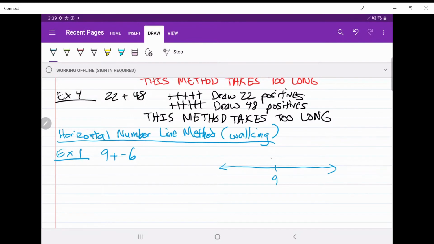You are standing on the number line, and if it says we start at 9, and if it says plus negative 6, that means I need to take 6 steps backwards, or 6 steps to the left. So we go 8, 7, 6, 5, 4, 3. So 1, 2, 3, 4, 5, 6. And then we'll be left with the number 3.